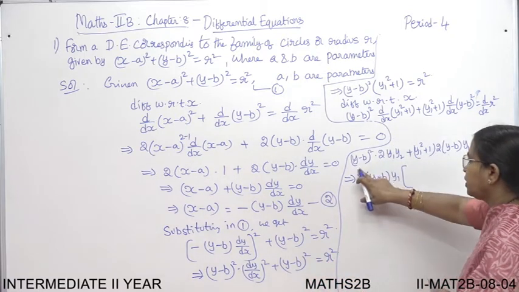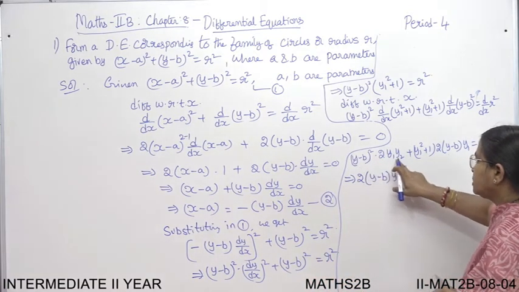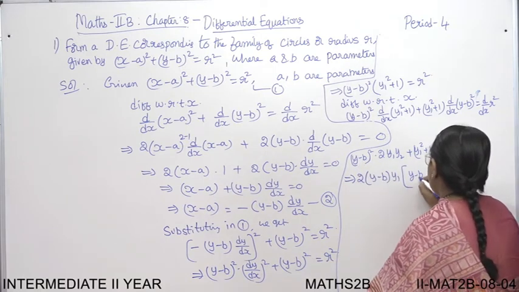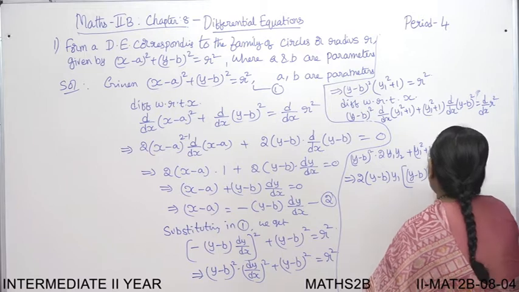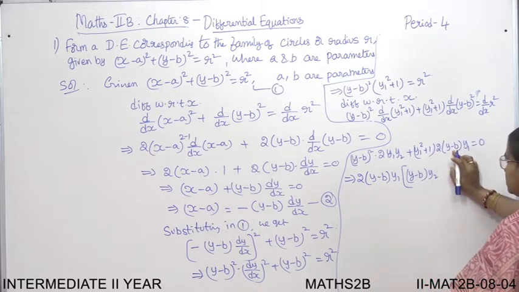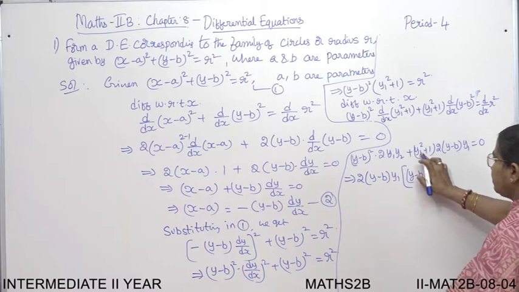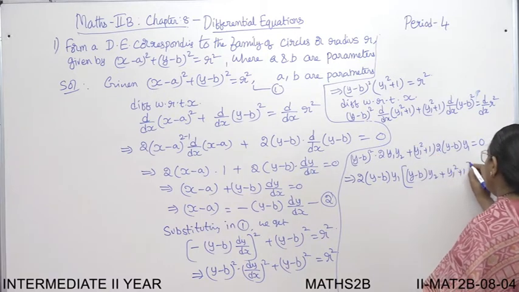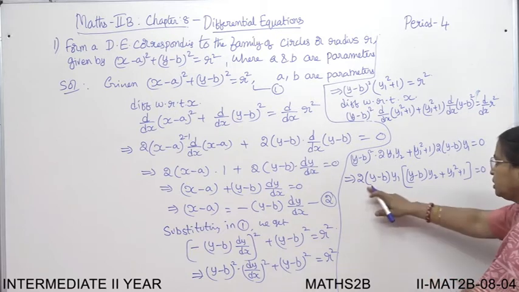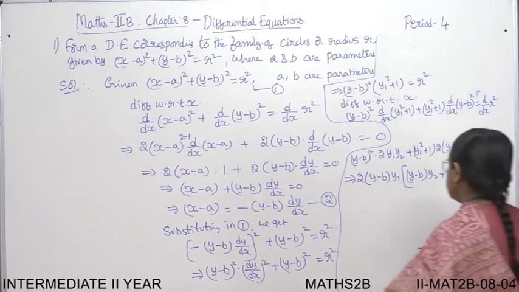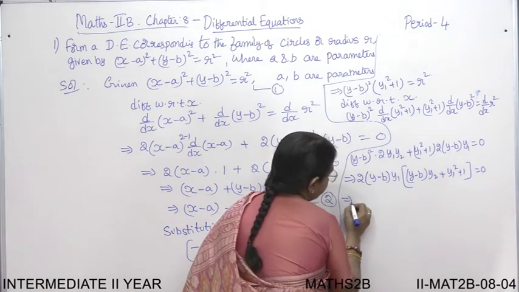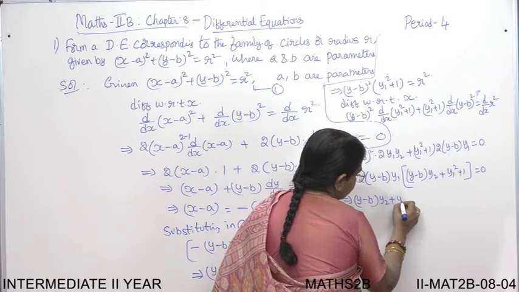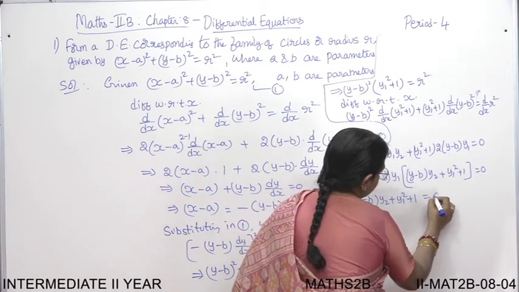2y1 into (y minus b) common. Then what is left here? (y minus b) into y2. So (y minus b) into y2, and here 2 (y minus b), y1 common. So y1 square plus 1 plus y1 square plus 1 is equal to 0. So this cannot be 0, so it has to be this 0. So this implies (y minus b) into y2 plus y1 square plus 1 is equal to 0.